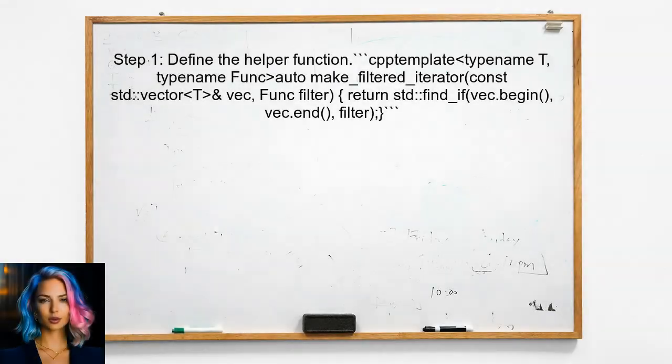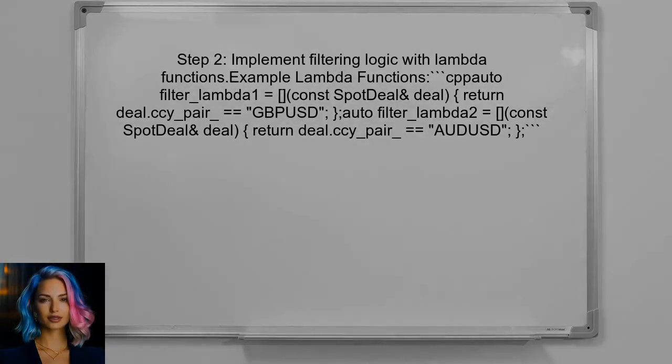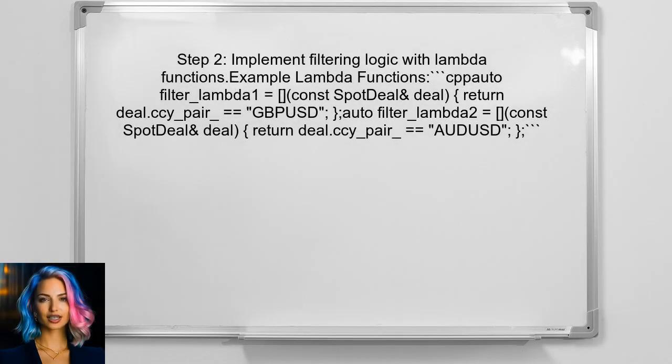To create filtered iterators for the vector of spot deals, the user should first define the helper function called makeFilteredIterator. This function will take a vector and a filtering condition as parameters. Next, the user needs to implement the filtering logic using lambda functions. These lambda functions will specify the conditions for filtering the spot deal objects based on the CCY pair attribute.